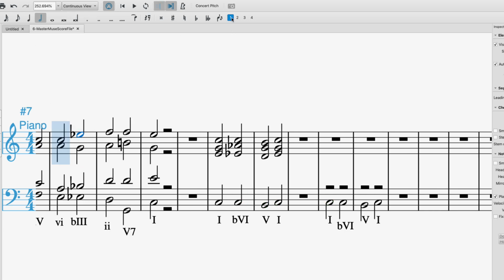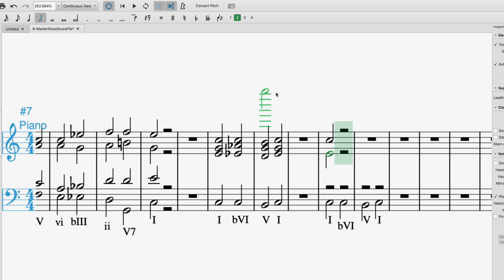Now we can go to the first voice. So C, let's go C there. And then let's go E there. So C, E, we need a G somewhere. So let's put a G right there. All right.